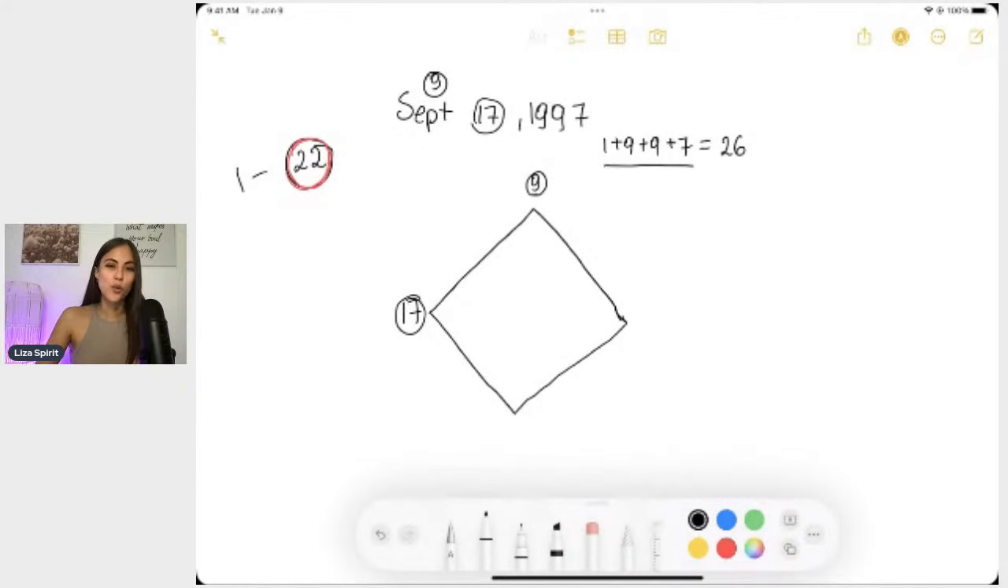We don't have 26 energy. So what we'll have to do, we have to add again 2 plus 6. It will be 8. And so this number 8 I put here.